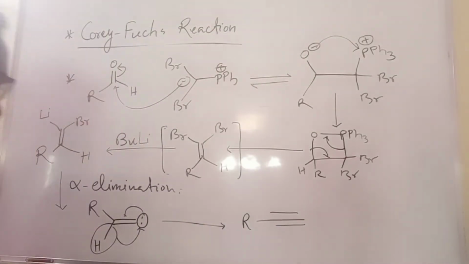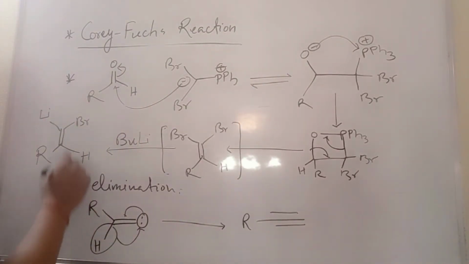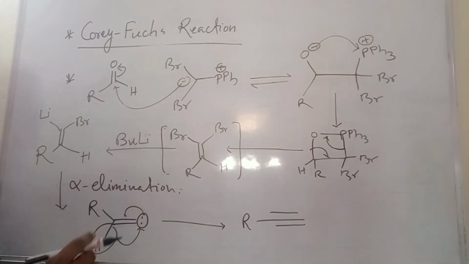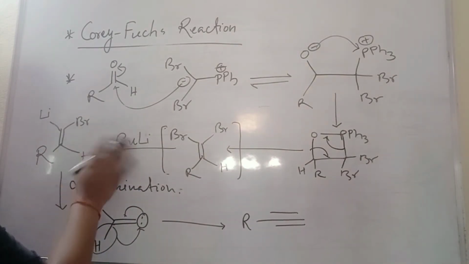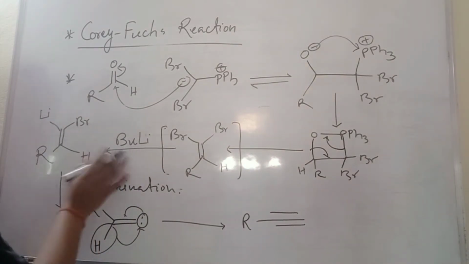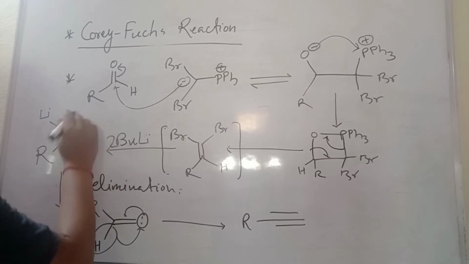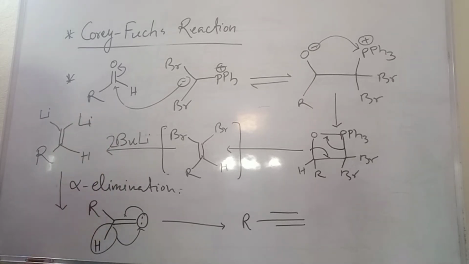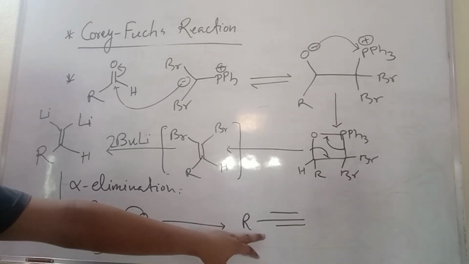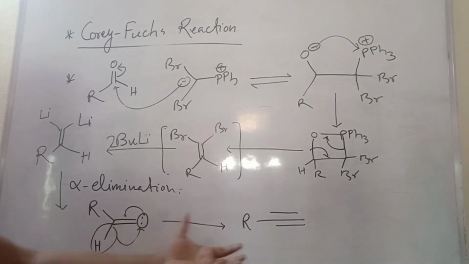So you see, this is lithium. If you use another equivalent of butyl lithium, another lithium will come. One equivalent for one lithium, and then alpha elimination will happen. Alpha elimination means here one lithium will go. So the carbon will come generally to lithium, and this alpha will go there, and this triple bond will happen. So this is the triple bond.